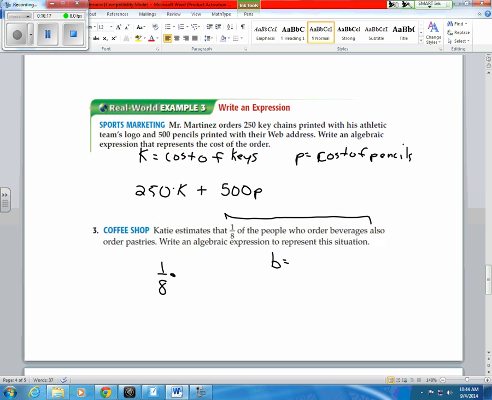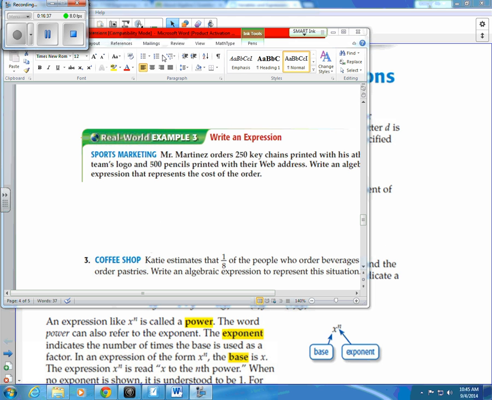Let's say B is number of people who got beverages. Awesome. So now I have 1/8 of times the number of people who got beverages, B. Great. A little bit of practice for you, and you guys are done.